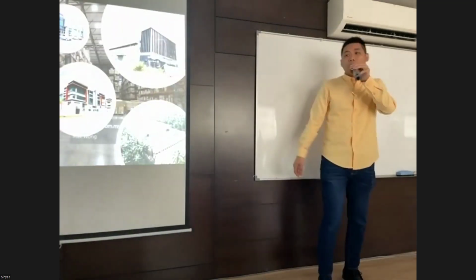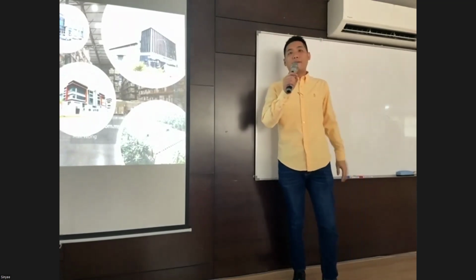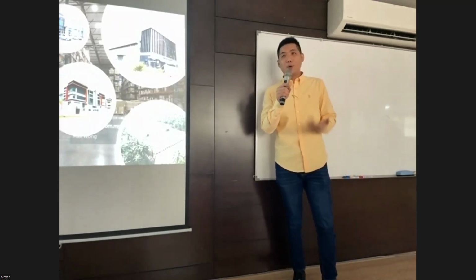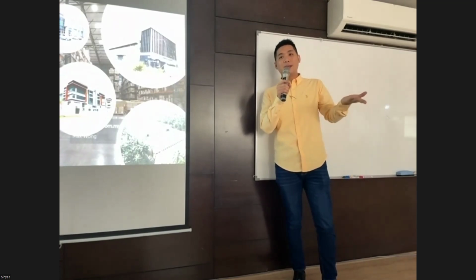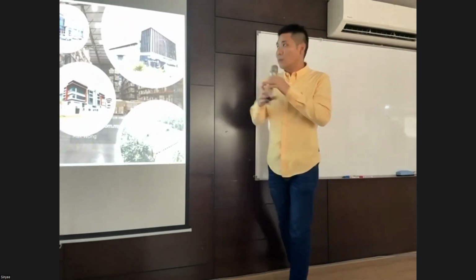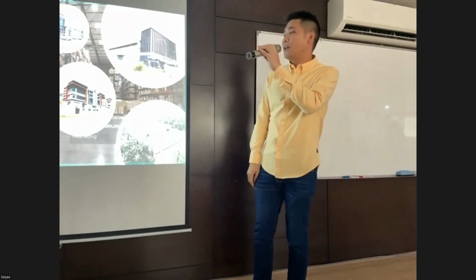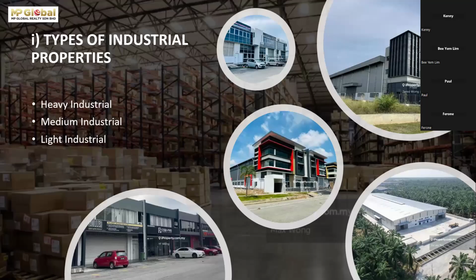If we go through the simple one first, I'm not sure how many of you have experience in industrial. So we'll go through certain basics up until the advanced level of industrial. Basically, industrial property types are categorized into three: heavy industrial, medium industrial, and light industrial.